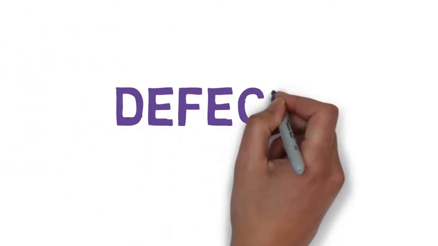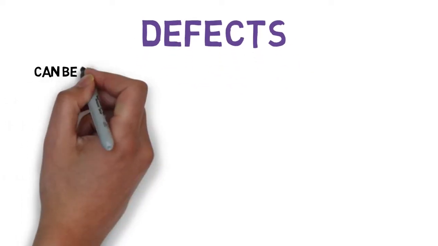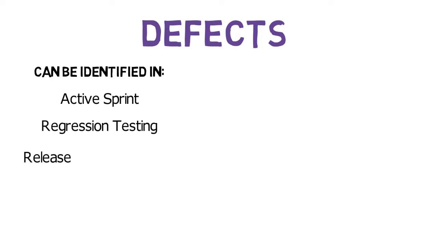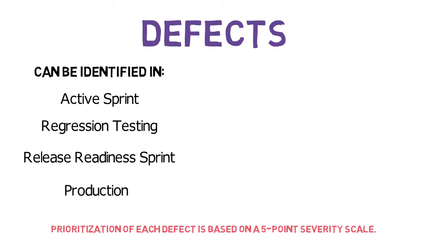Finally, defects are one of the last ways that items can be identified and prioritized in the backlog. Defects can be identified at 4 different points. This may be in the active sprint, regression testing, the release readiness sprint, or production. The prioritization of each defect is based on a 5-point severity scale and escalated to the appropriate governing bodies depending on the impact and immediacy for prioritization.